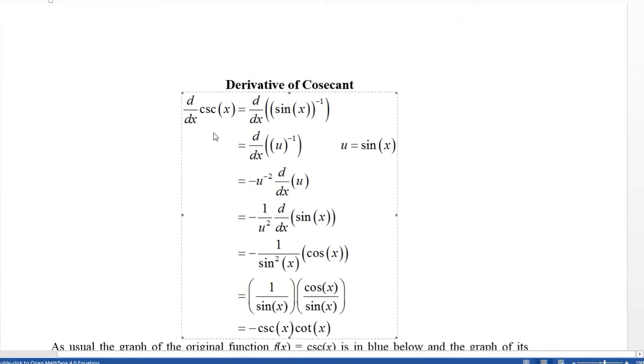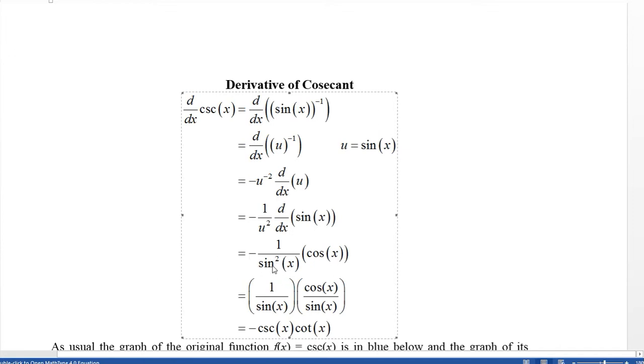Similarly, we can do the other two functions. The derivative of cosecant of x, is the derivative of sine x to the negative 1 power. Now, sine of x to the negative 1 power is u to the negative 1, and we want to take the derivative of that, where u equals sine of x. So it's the power rule, so it's negative 1 u to the negative 2 times the derivative of u. u equals sine of x, so substitute that back in. The derivative of sine x is cosine x. u to the negative 2 is 1 over u squared, so we get minus 1 over sine squared times cosine of x.